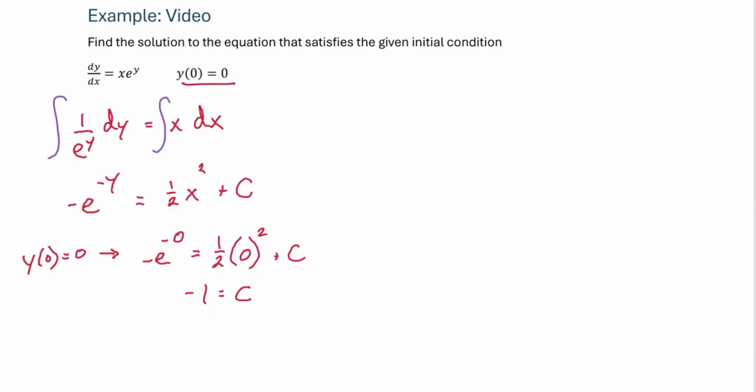Now we can rewrite that equation. Negative e to the negative y equals 1/2 x squared, and we'll replace that c value with what we just found, negative 1. Next, let's see if we can solve for y. We'll need the natural log, so we need to start by dividing both sides by negative 1. Make that base positive.